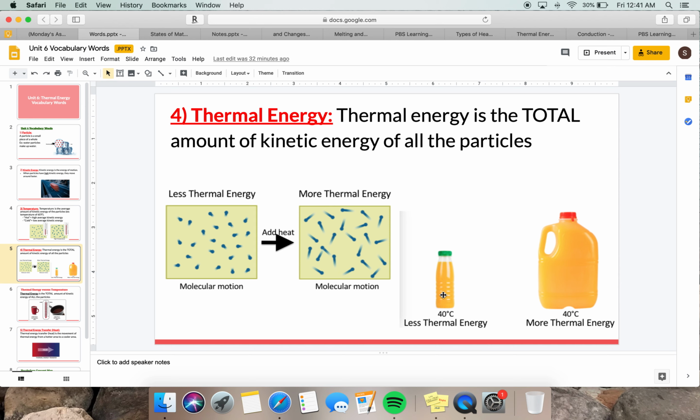Well, this one is a lot smaller, which means that this bottle contains less particles, while this carton of orange juice has many more particles. So if you add up all of the individual particles in this container and how much kinetic energy they have, it will come up to a greater total than the particles here because this one is a smaller container. So again, even though these two have the same temperature, this container of orange juice has more thermal energy because there are more particles in this container.